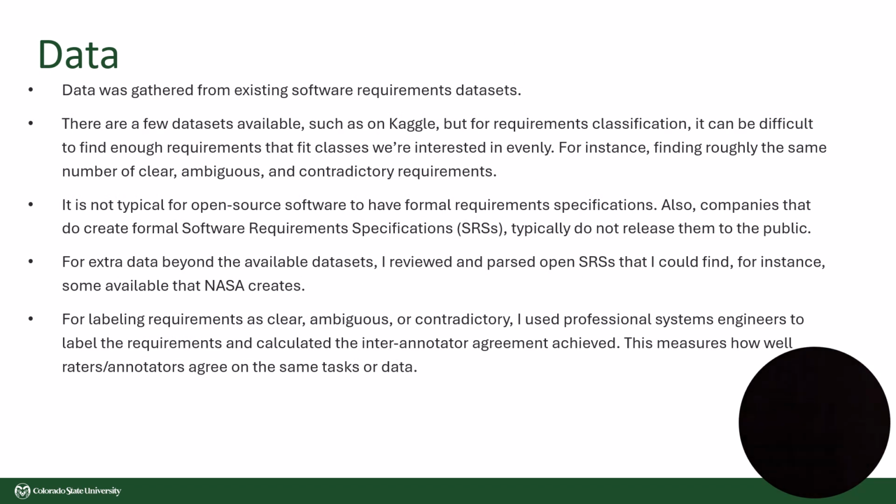Requirement data sets: some are available in Kaggle, but some of them are hard to find with the particular properties that I need. Open source projects typically don't have SRSs available, and companies usually don't release them. So for extra data beyond the available data sets, I used some that were provided by NASA, and I used professional systems engineers to help me label some of the requirements in order to come up with the inter-annotator agreement scores.